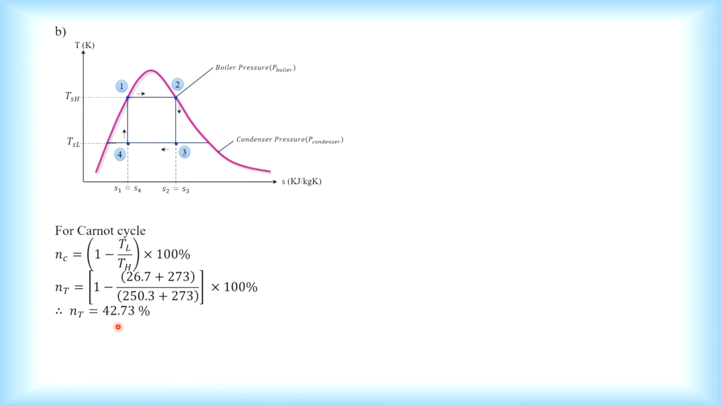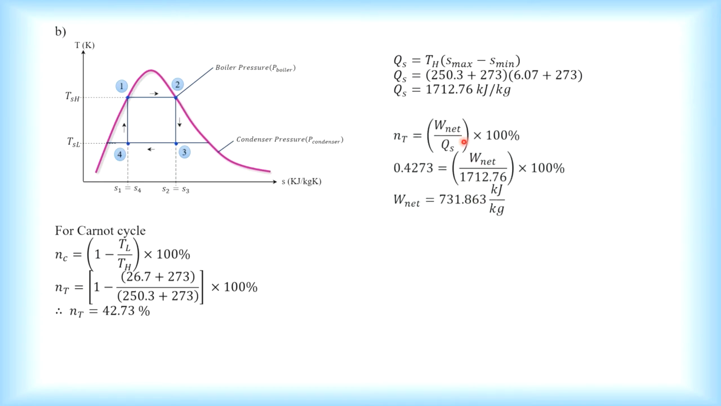When you compare both efficiencies, the Carnot cycle will give you a higher efficiency. So this would be your heat supply. In order to find your heat supply, remember the area. I think something is wrong here. This should be minus, not 273, the S mean here. Okay, so you will get your heat supply this amount. You can use this to find your network out. Once you've got your Carnot efficiency and your heat supply, you can find your network out. Then after that, you can compare.